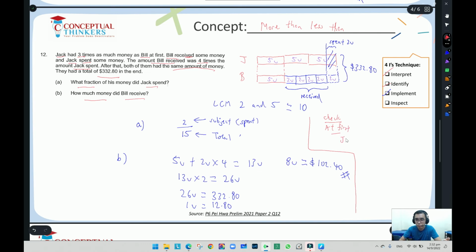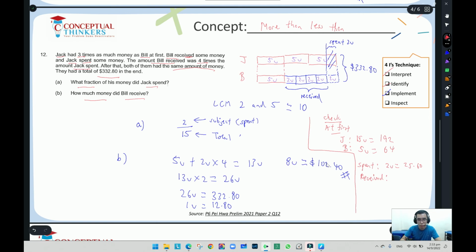So at first, if you look at Jack's perspective, Jack has 15 units. So if we look at 15 units, you take 15 times 12.80, you're going to get 192. If you look at Bill at first, Bill only has 5 here because 3 units represent the total units at first. So 5 units will be $12.80 times 5. So I'm going to get 64. Then I look at how much Jet spent. So Jet spent 2 units. So 2 units will give me $12.80 times 2. I'm going to get $25.60.